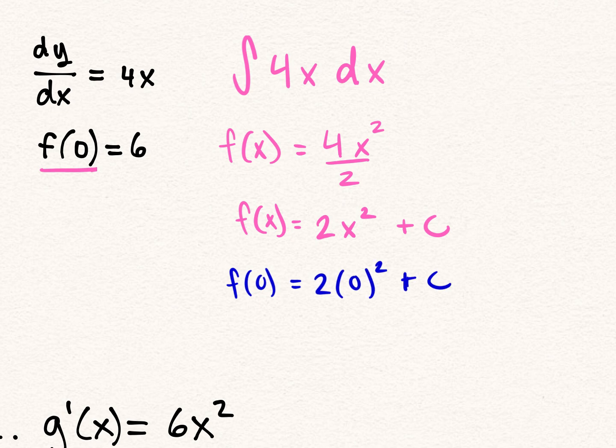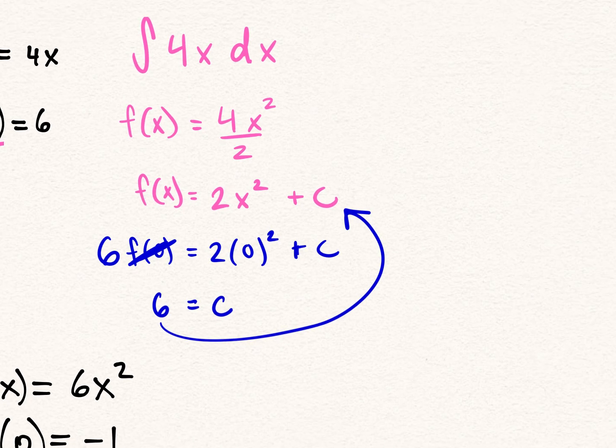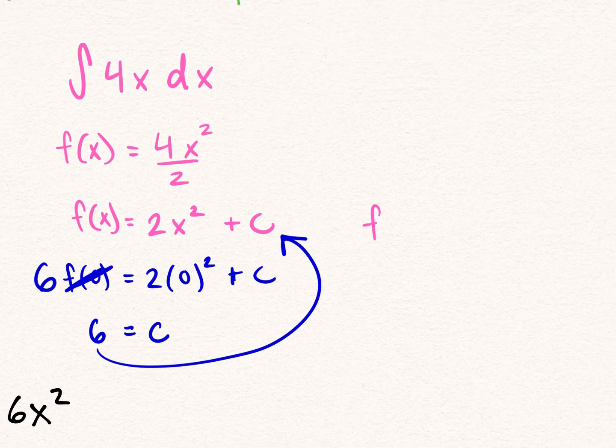And what does f of 0 equal? 6. So I'm going to replace f of 0 with 6. So when I simplify, I get 6 equals, this turns into 0, so 6 equals c. So then I take 6 and plug that in to my function here. So f of x equals 2x squared plus 6.